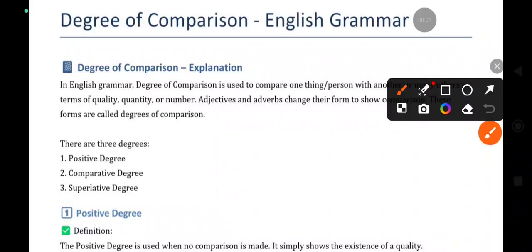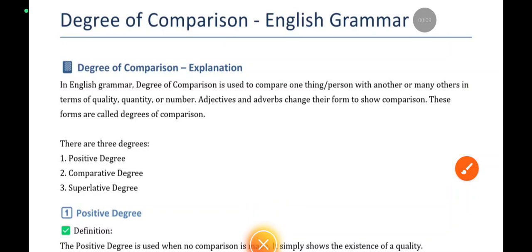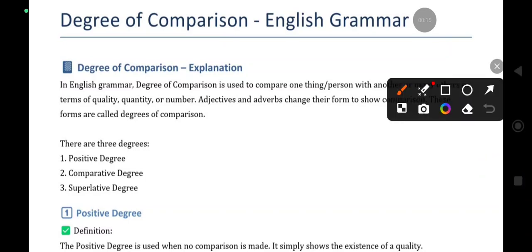Hello, my dear students. Today we'll talk about the English grammar degrees of comparison. In this session, I will explain what degrees of comparison are and what the types of degrees of comparison are, and we'll discuss each in detail.